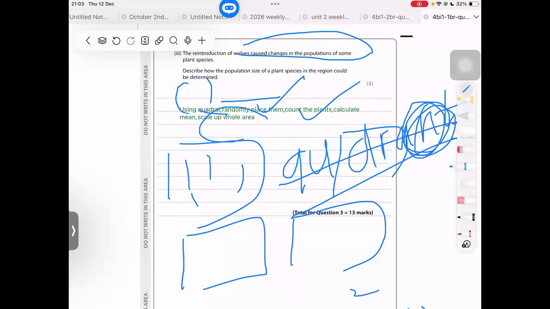If you have written quadrats, that means plural, you get 2 marks. By using the plural form, quadrats, you are implying that you are using many quadrats to calculate the number of plants, right? So you get 2 marks.